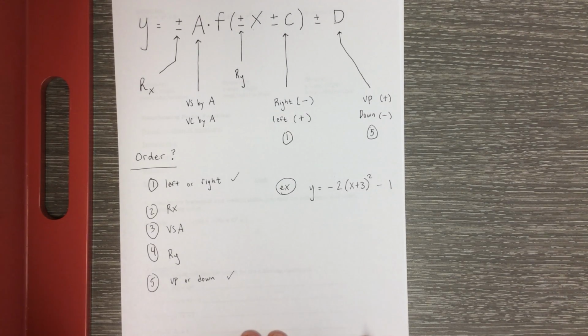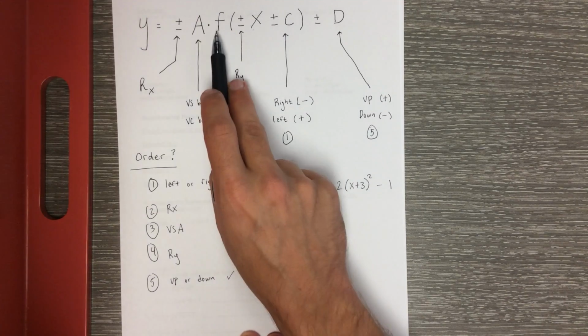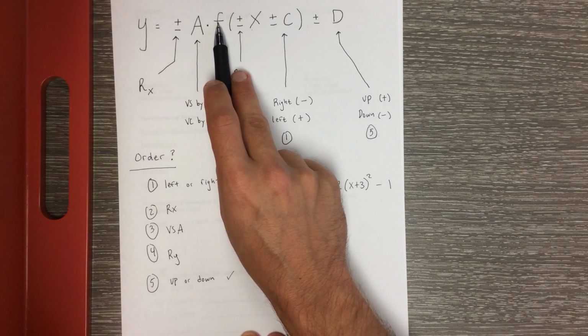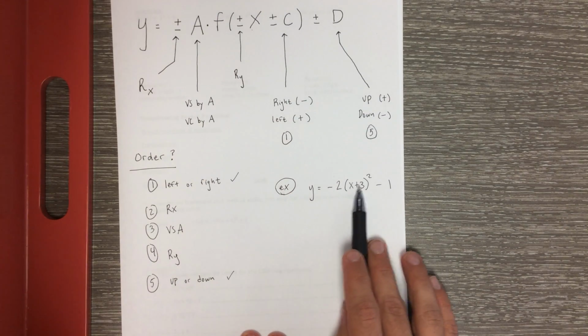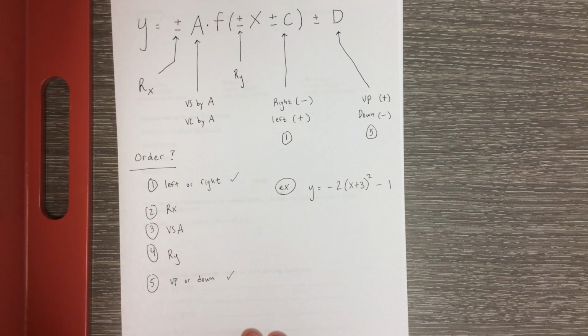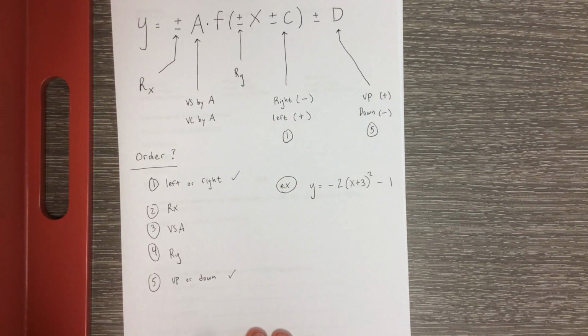Hopefully you agree that the parent function is x squared. That's kind of the f here. We're using the parent function f of x equals x squared. But then there's a lot going on here. There's a 2 out front, a -1. So let's identify what each of these does and the order in which we do things.